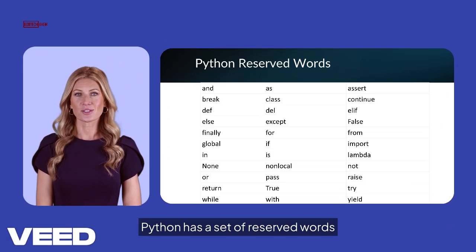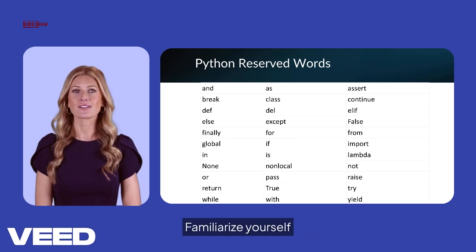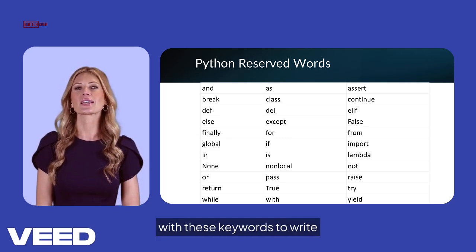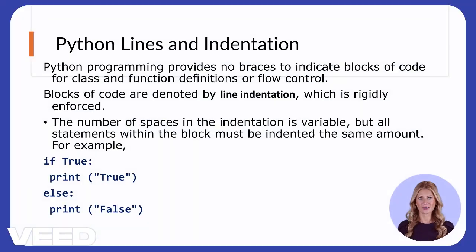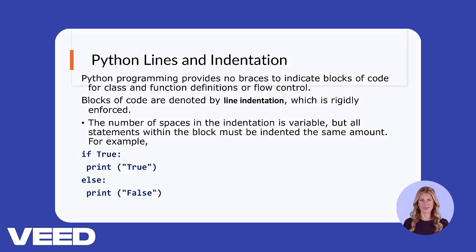Python has a set of reserved words that have special meaning and cannot be used as identifiers. Familiarize yourself with these keywords to write effective Python code. Python uses indentation to define code blocks, unlike other languages that use braces. Consistent indentation is crucial for Python code to function correctly.